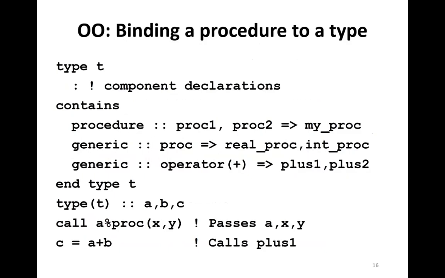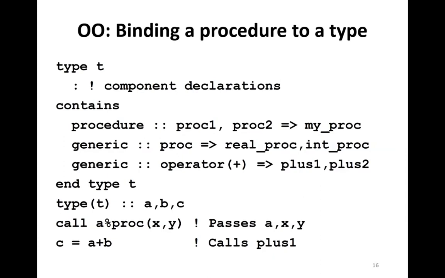So here I've written up some examples where I've got two procedures, PROC1 and PROC2, both of which are associated with my PROC. So they're both associated with a given procedure. I've got a generic here. So this PROC is associated with these two. So it's a real PROC and an int PROC. So that means that it chooses which of those two is appropriate for integers or reals. You can have a generic that is associated with an operator, so that will be called when you want to do addition. You've got an operator there. There are two, plus one and plus two, according to what the types are of the things you're adding.